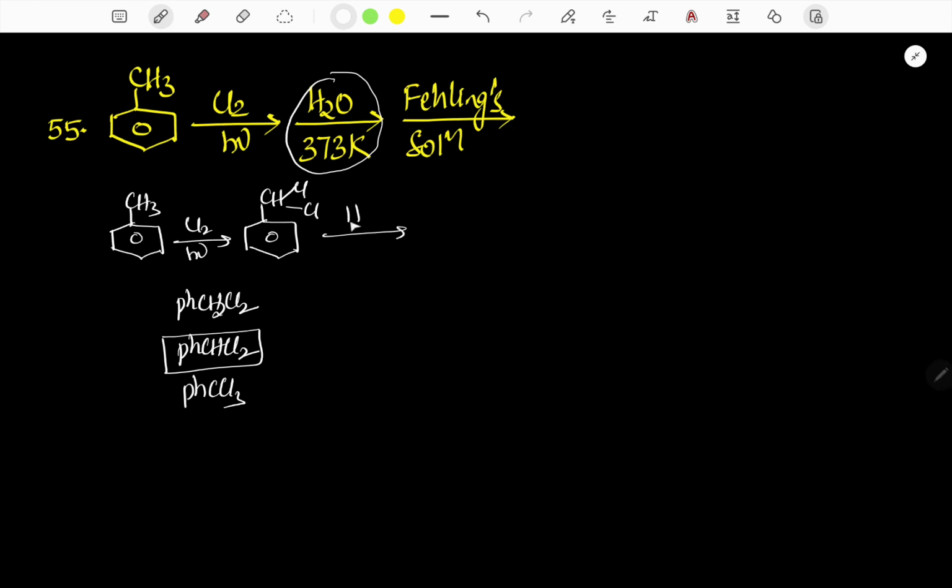Now it reacts with H2O on heating at 373 Kelvin, that means 100 degrees Celsius. So nucleophilic substitution takes place, and finally we get the corresponding hydrate form. This hydrate is unstable, it loses water and it forms the corresponding benzaldehyde.